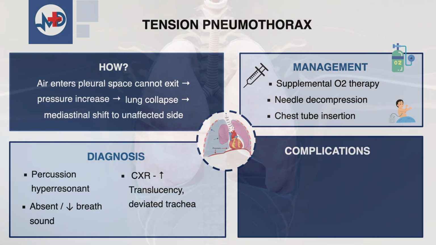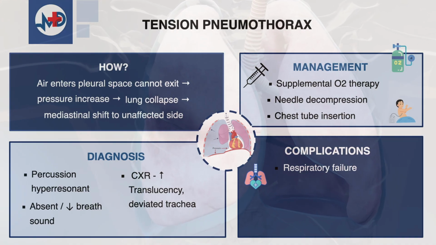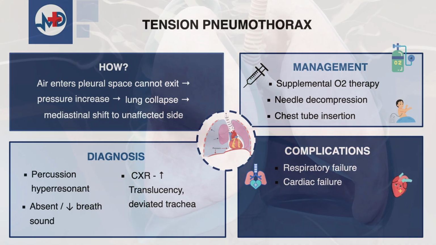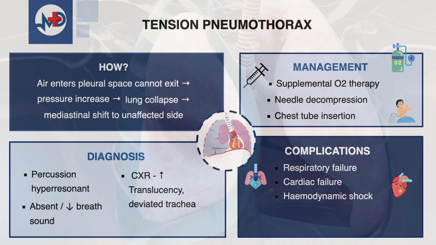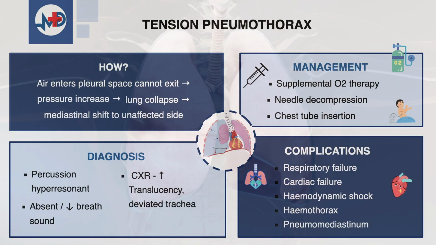Complications of pneumothorax include respiratory failure in the event of complete pulmonary collapse, cardiac failure, hemodynamic shock, hemothorax in the case of trauma, and pneumomediastinum, to name a few.